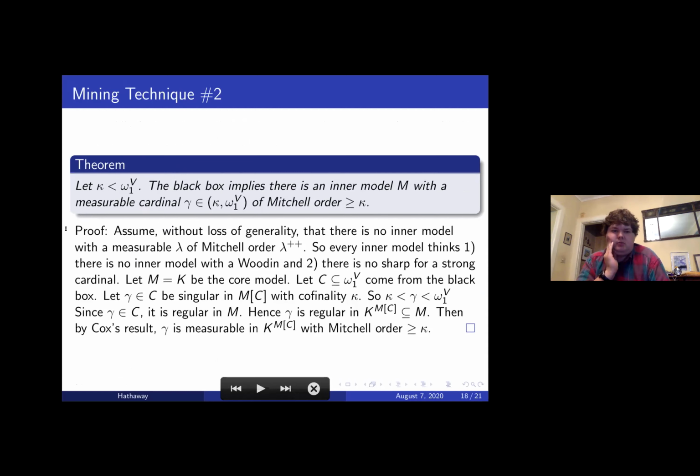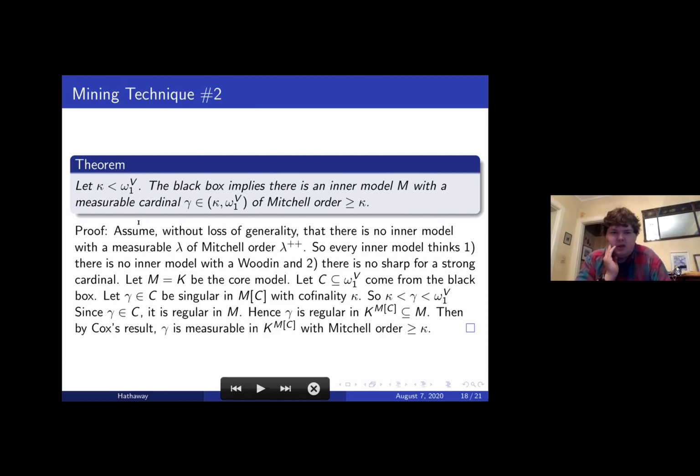All right, so one thing that differentiates this from the previous theorems is that here we need an anti-large cardinal hypothesis in order to say the right thing about the core model. So we're going to assume without loss of generality that there's no inner model with a measurable lambda of Mitchell order lambda plus plus. And it's okay to do that, because if there was such an inner model, then somehow we could get an inner model with a cardinal of large enough Mitchell order.